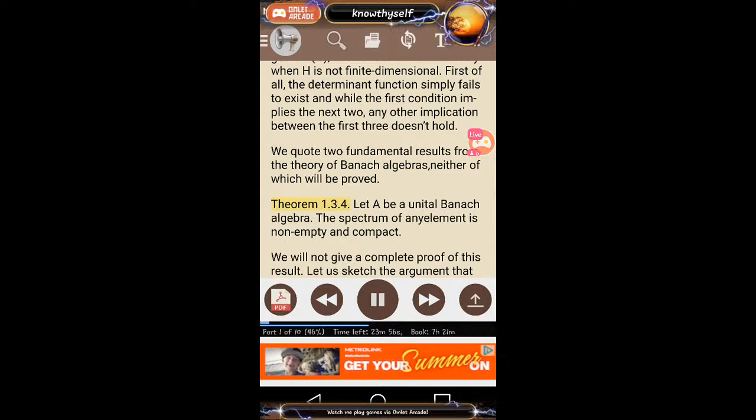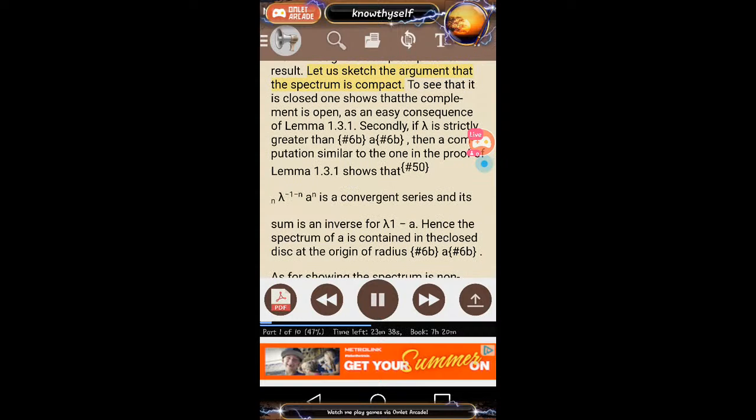Theorem 1.3.4. Let A be a unital Banach algebra. The spectrum of any element is non-empty and compact. We will not give a complete proof of this result. Let us sketch the argument that the spectrum is compact. To see that it is closed, one shows that the complement is open, as an easy consequence of Lemma 1.3.1.